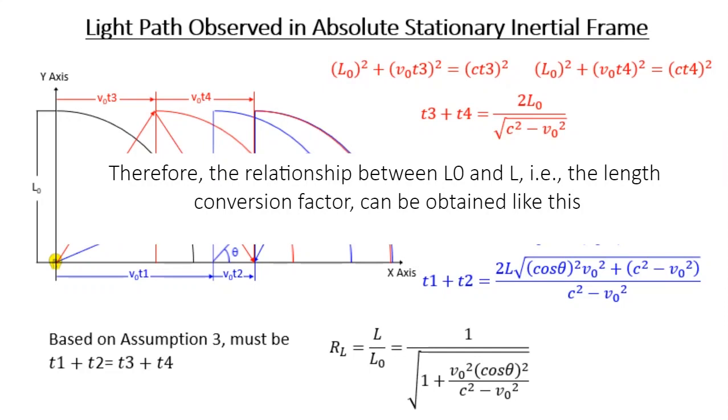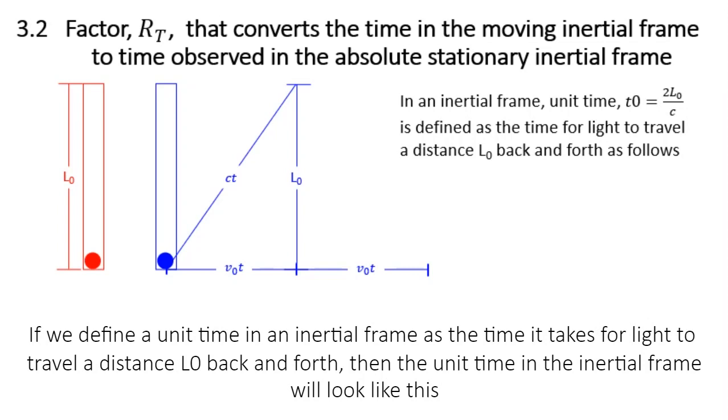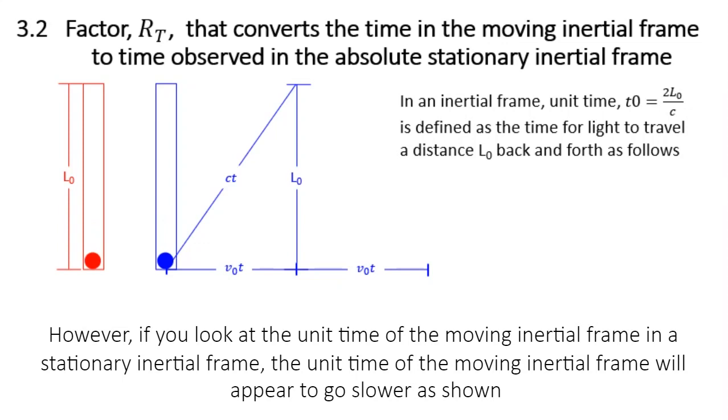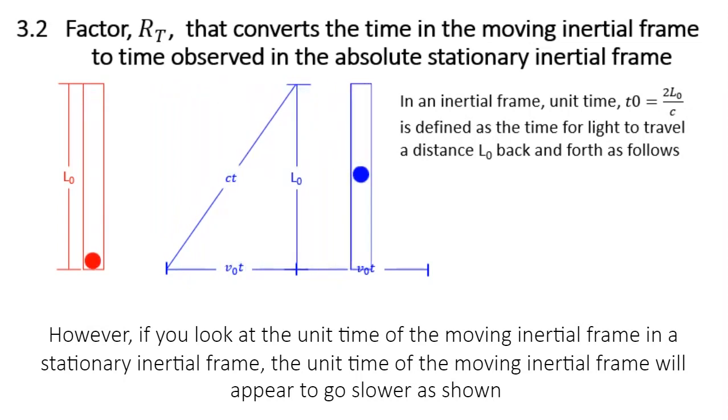The meaning of this equation is that the length L0 of a spaceship flying at velocity v0 appears to be contracted to L in a stationary inertial frame. If we define a unit time in an inertial frame as the time it takes for light to travel a distance L0 back and forth, then the unit time in the inertial frame will look like this. However, if you look at the unit time of the moving inertial frame in a stationary inertial frame, the unit time of the moving inertial frame will appear to go slower as shown.